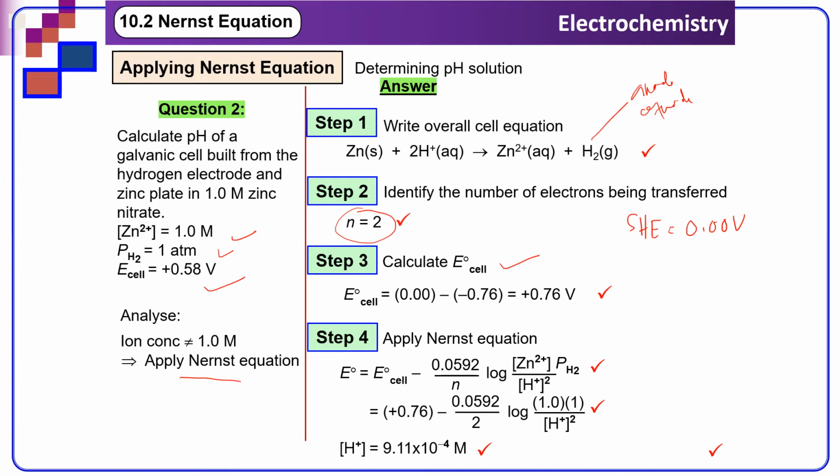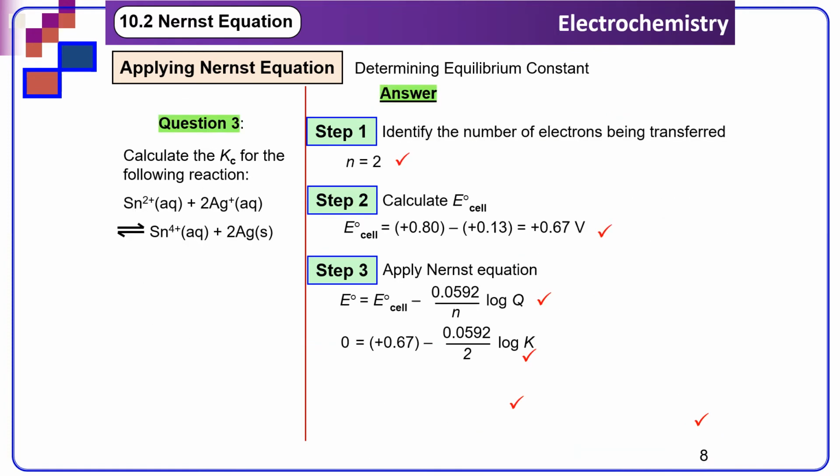Okey, then apply dalam Nernst Equation. So bila kita apply dalam Nernst Equation, kita akan dapatkan nilai concentration of H+. Okey, so lepas dapat concentration of H+, apa yang perlu kita buat adalah kita akan masuk dalam formula pH. So pH is negative log concentration of H+. So finally we can get the pH of the solution, which is 3.04. Okay, go to another question.